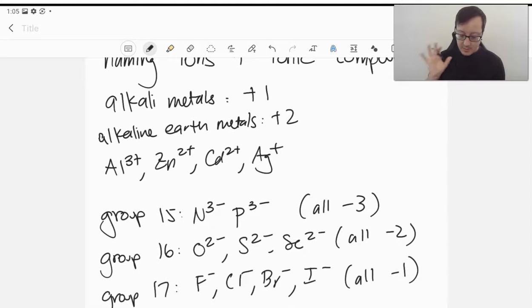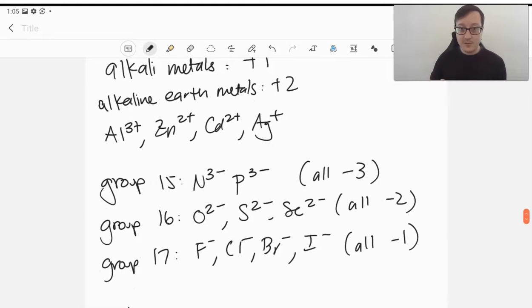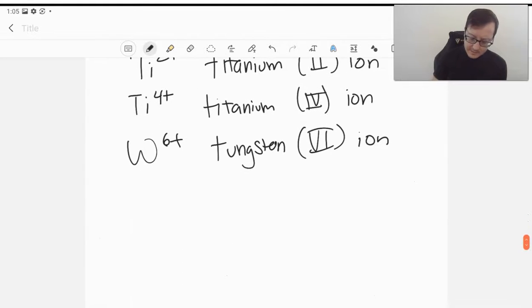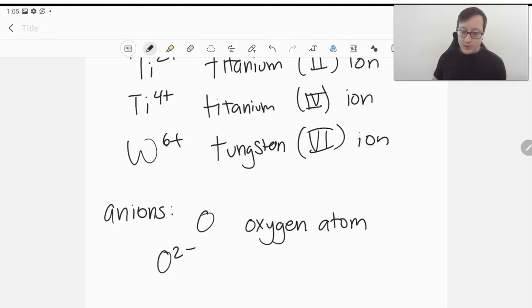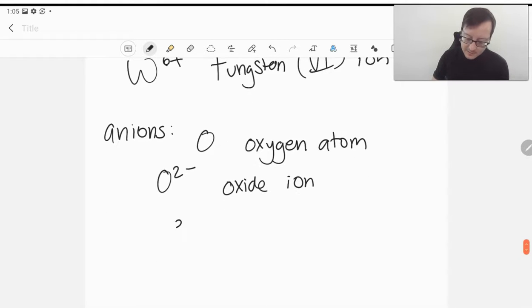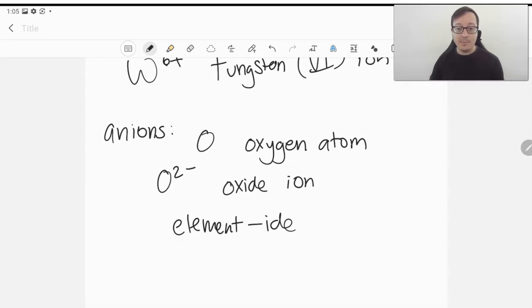All right. With the negative ones, thankfully, there are no exceptions. We don't have any weird variable charges here. And so, for anions, we just have one convention. We will take the name of the elements, for example, oxygen, and the ion oxygen prefers to form. This is an oxygen atom, no charge. This is an oxide ion. We're going to take the name of the element, generally remove its last syllable, and put that "ide" ending on, followed by the word ion.